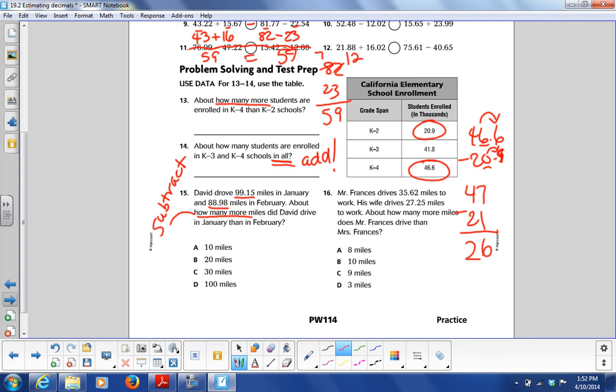Mr. Francis drives 35.62 miles to work. His wife drives 27.25 miles to work. About how many more miles does Mr. Francis drive than Mrs. Francis? Okay. Again, many more. What does that mean?